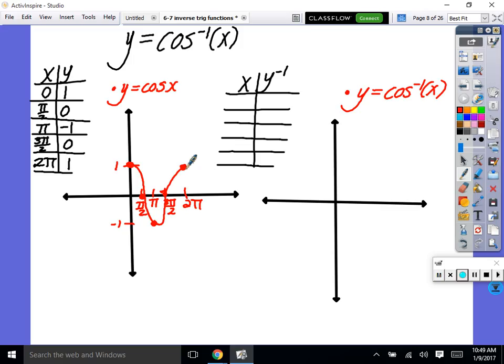So I have these points. Now to find the inverse, you'll want to graph this. And you actually won't even have to reproduce the graph. I'm doing this so that you can see where it comes from. So we switch x and y. That'd be over 1 up 0, over 0 up pi halves, over negative 1 up pi, over 0 up 3 pi halves, and over 1 up 2 pi. So you probably will start graphing this with me, cosine inverse. Now look at our domain. Our inputs are now between negative 1 and 1.